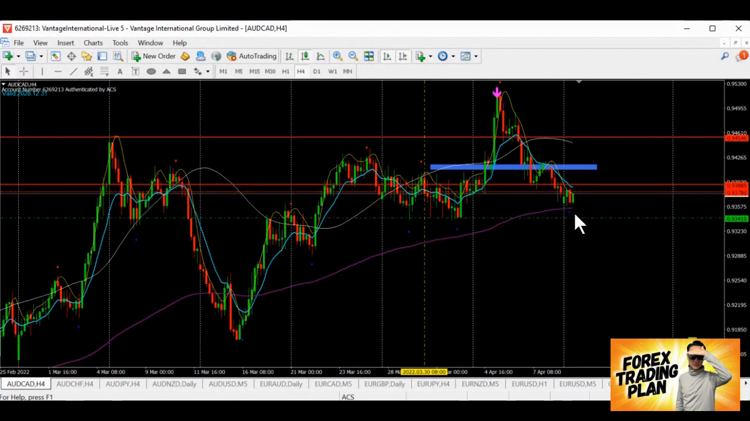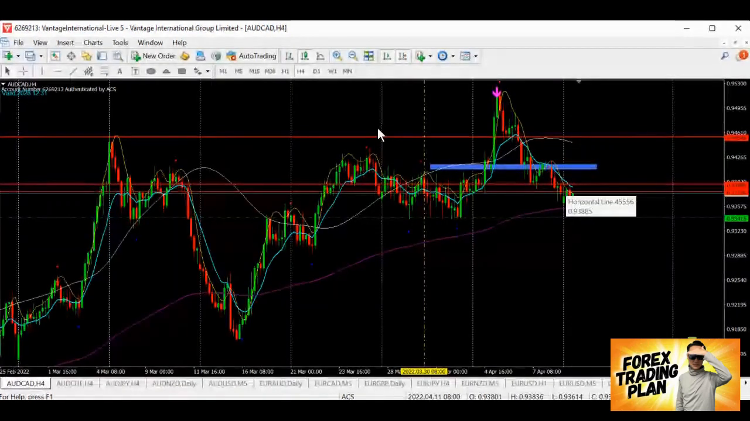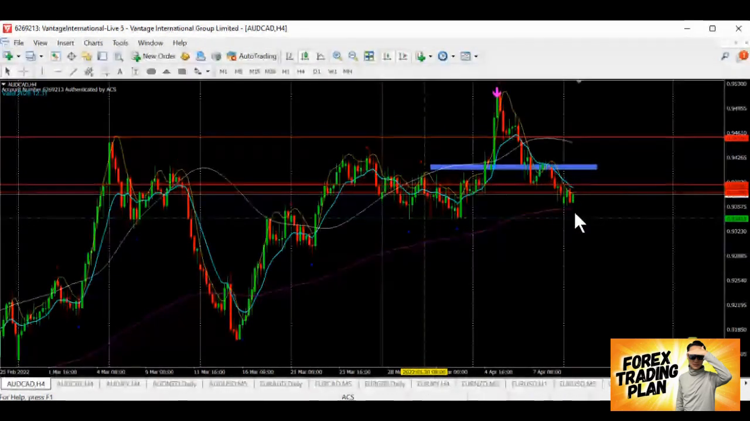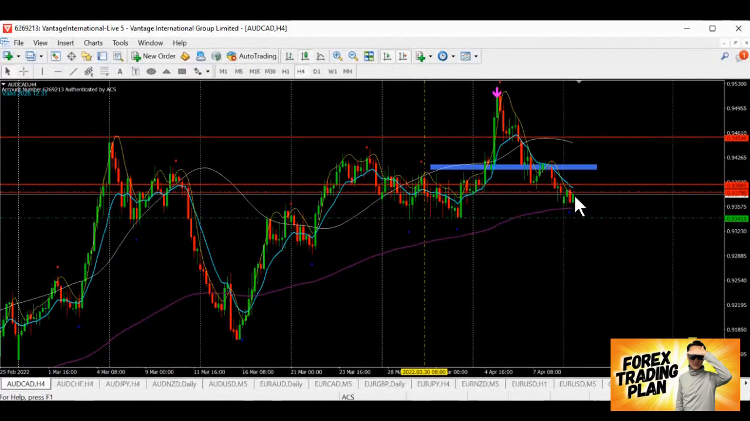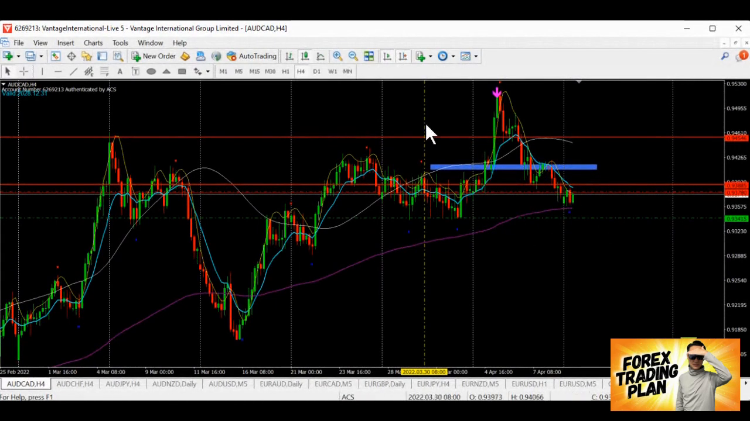But of course, in the whole general trend, if you can see, we are selling down to a lower high, selling down to a lower high. Currently, it is meeting up with a resistance, which was the previous support and has now become a resistance. So how are we going to take note of this AUDCAD?